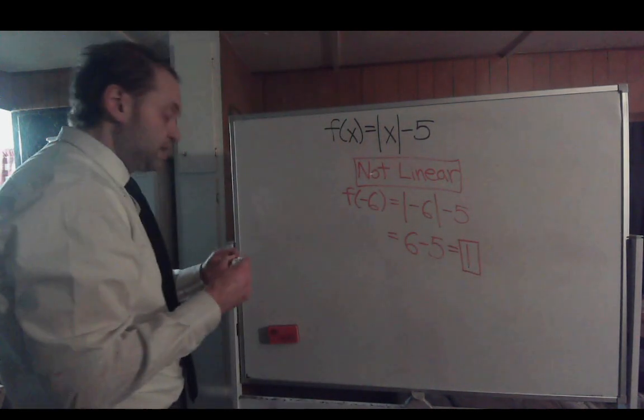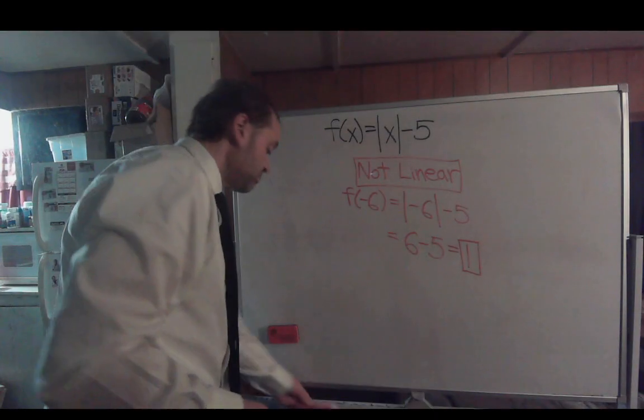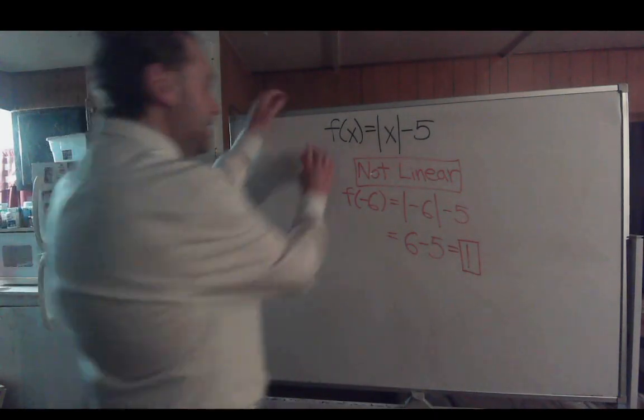So the answer to f of -6 would be 1. We should definitely know how to input values into functions by now and get outputs. But this is just a brief review. I have about 3 more problems, then we're done. Here's a good one.